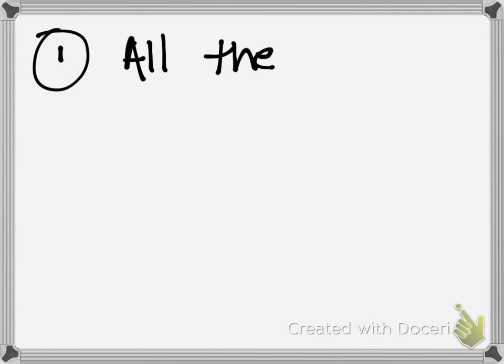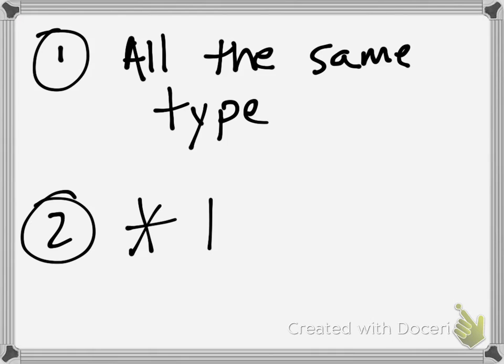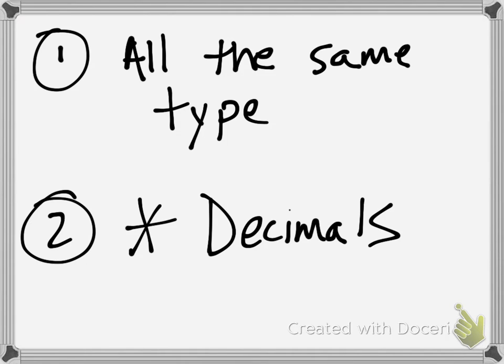All right, that's really pretty much it. So number 1, they need to all be the same type in order for you to easily compare. And number 2, can't stress this enough, turn them all into decimals as the easiest way to compare them.